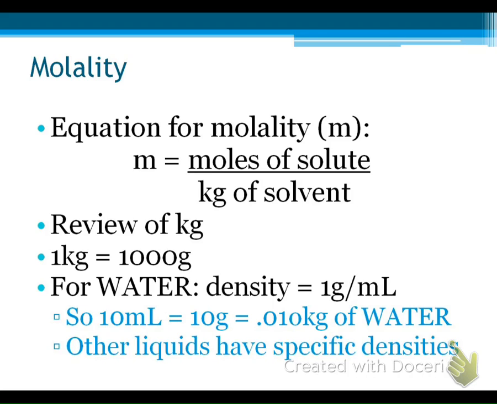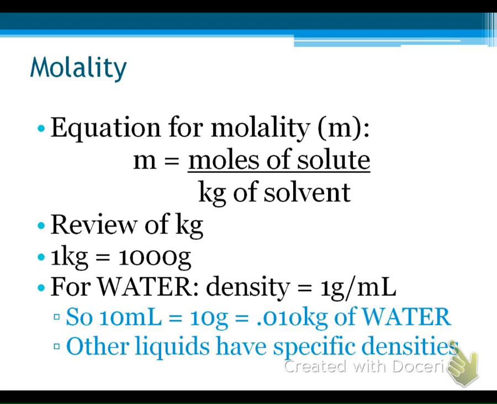We talked about this just a little bit last class: the density of water is 1 gram per milliliter. This is basically telling us that 10 milliliters of water is going to be equal to 10 grams of water. If we convert that to kilograms, that would give us 0.01 kilograms of water. We're going to have to use our density equation pretty often in molality because we have to convert a certain number of milliliters or liters of a solution or a solvent into kilograms of that solvent so we can put it into our concentration equation.